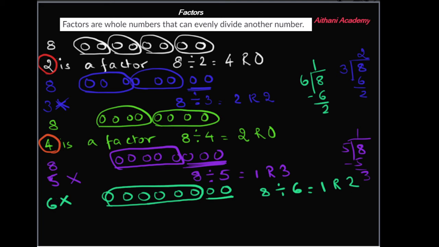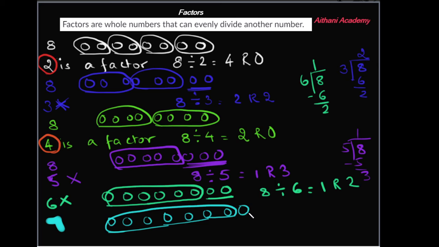How about 7? Can I divide into 7 each? 1, 2, 3, 4, 5, 6, 7. No, I cannot. I have 1 left over. So 7 is not a factor.